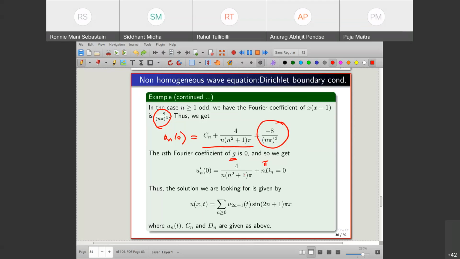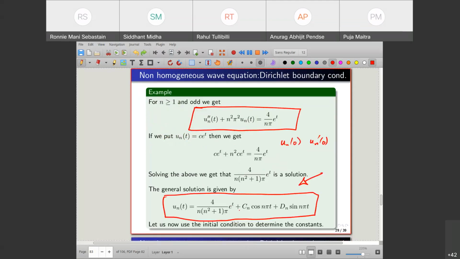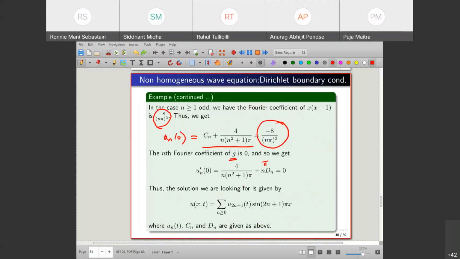Right, a pi is missing. When I differentiate this with respect to t, I will get n pi dn cos n pi t. So I suppose a pi is missing over here. So using this, we can solve for dn and cn. And therefore, the solution we are looking for is this thing.